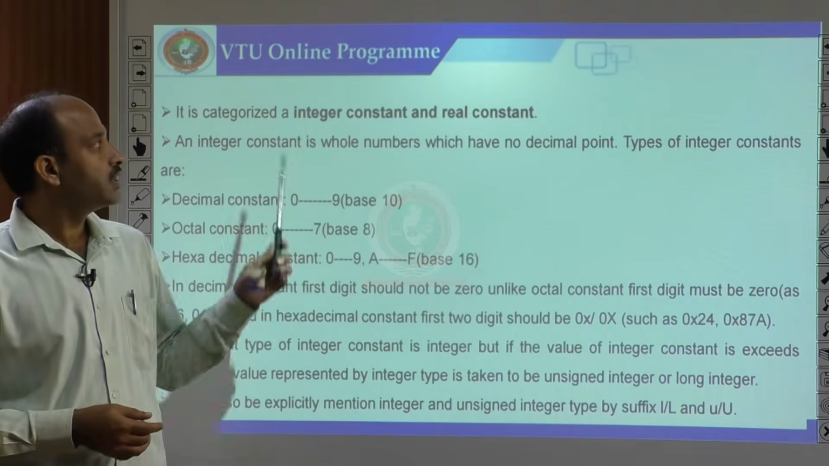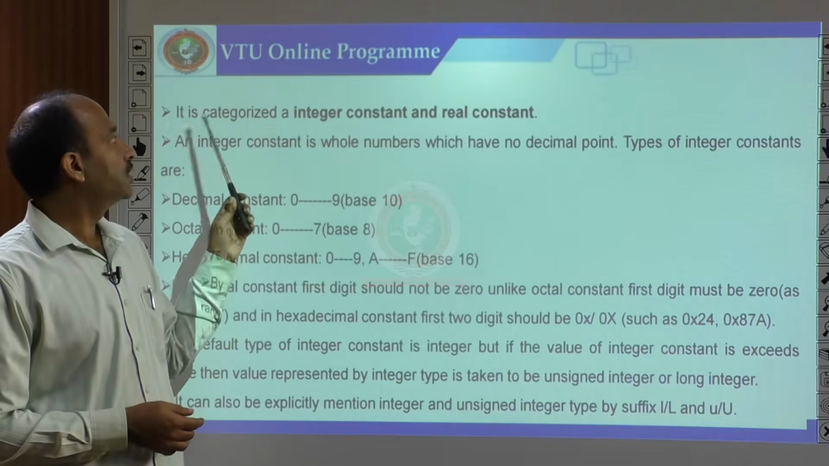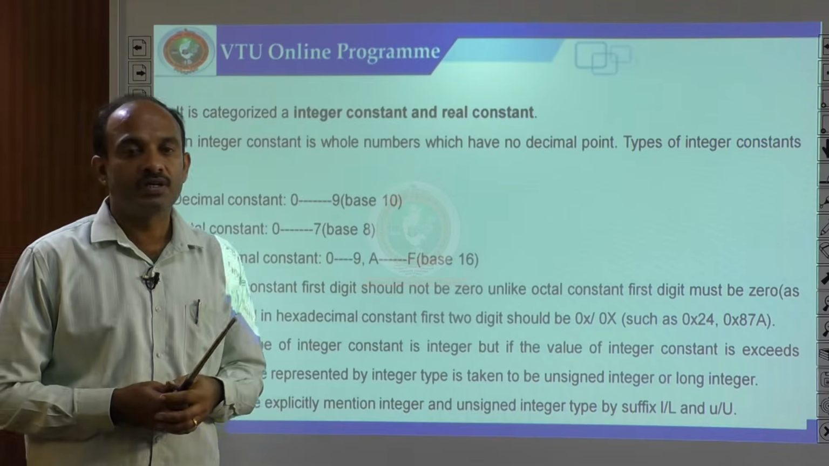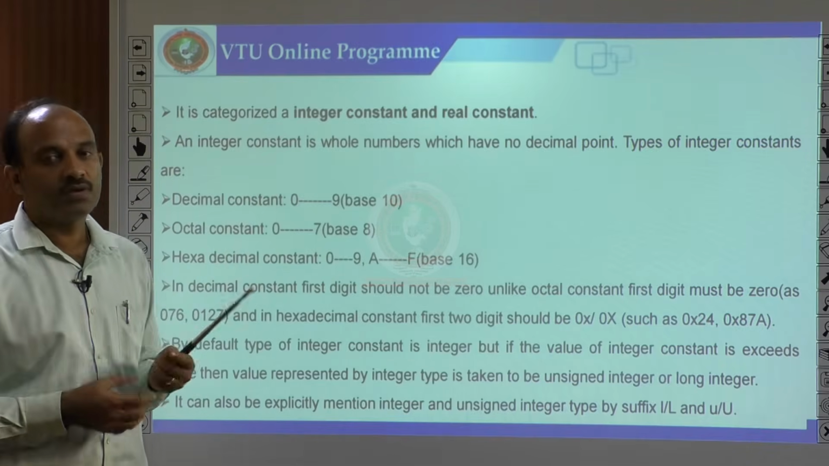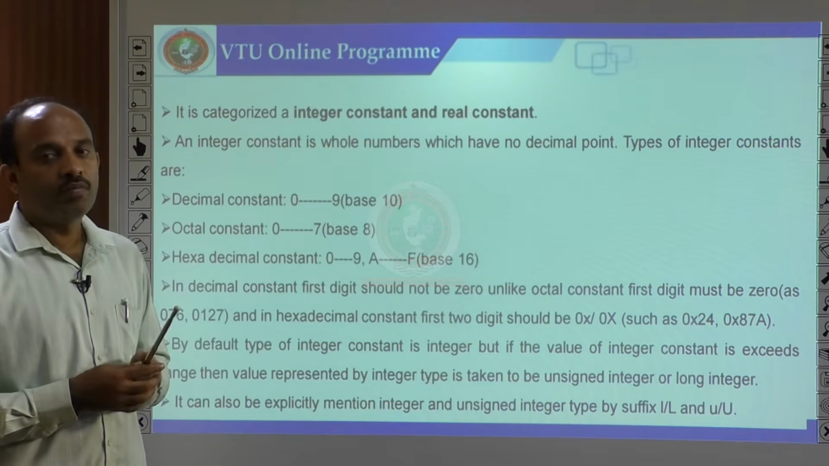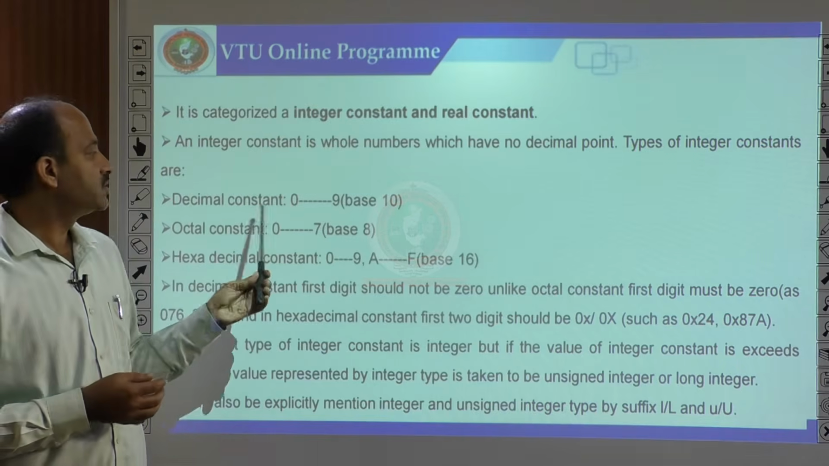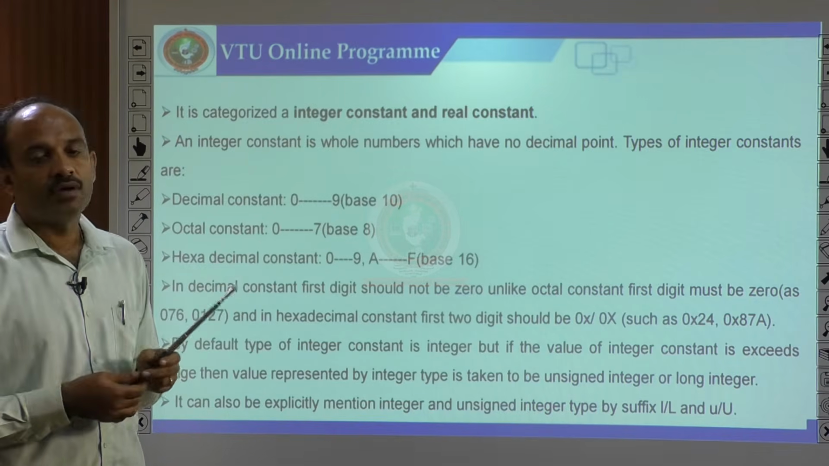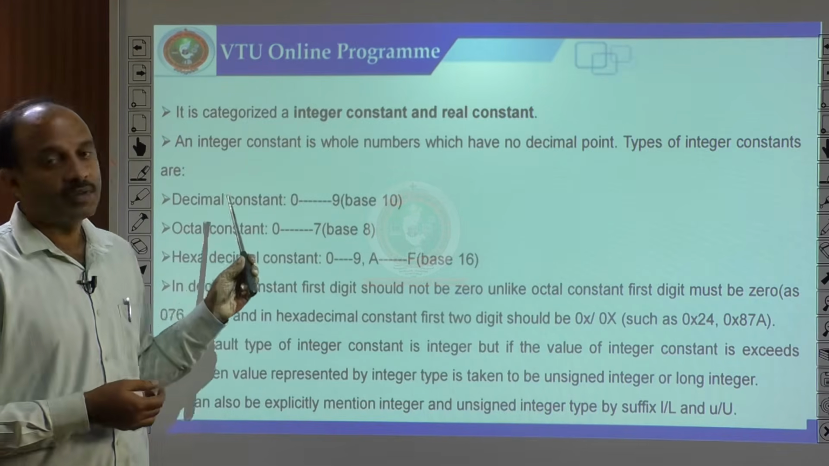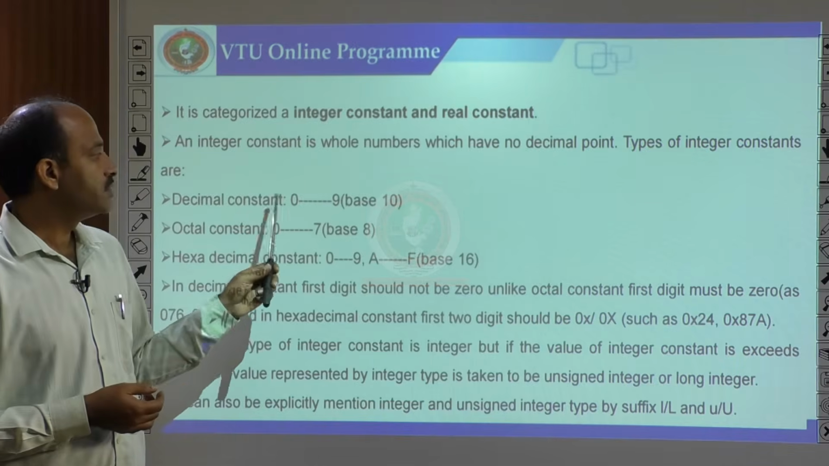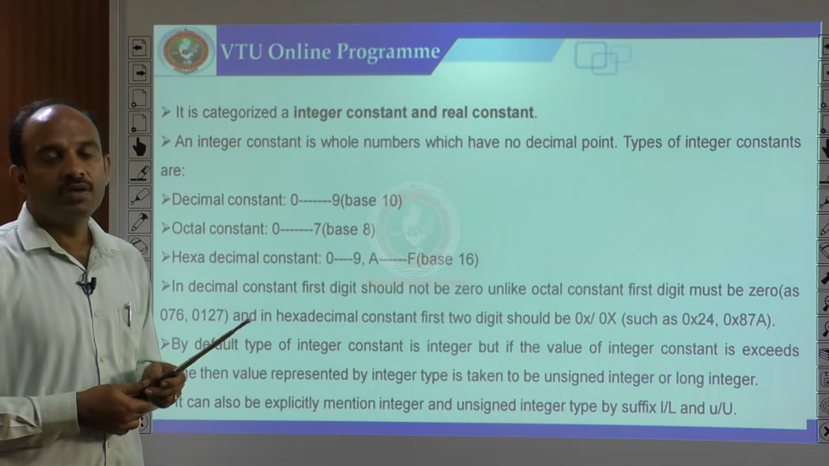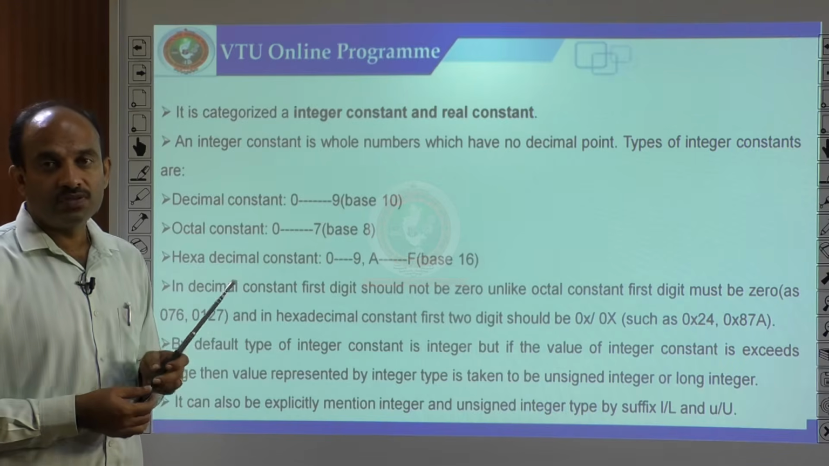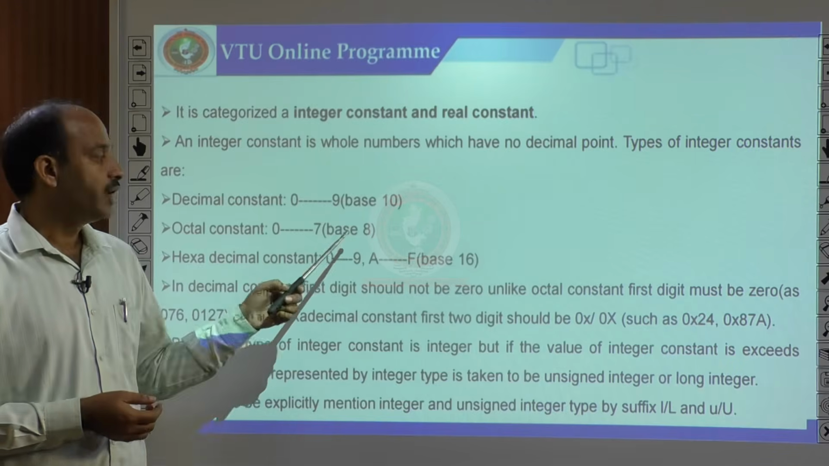Again, as I already told you, there are integer constants and real constants. An integer constant is a whole number without a decimal point. A decimal constant uses digits 0 to 9 and always has base 10. If it is an octal, it consists of only 0 to 7, and the base is 8.